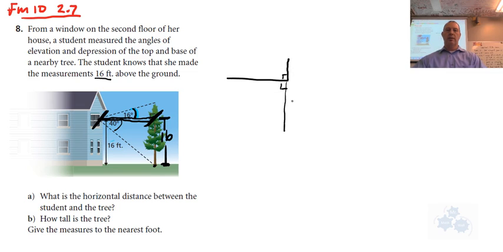We've got 90 degrees here. This is 16. This is 40. This is 16. That make sense? So we're trying to find this length right here from her window to the tree. Do you see any part of this where we can start? Look at what you're given. An angle of 40 degrees and you've got 16 feet.